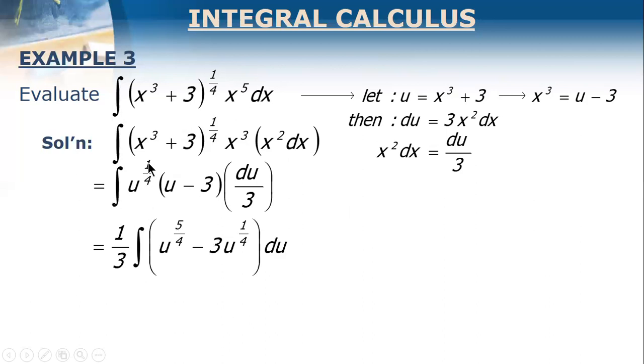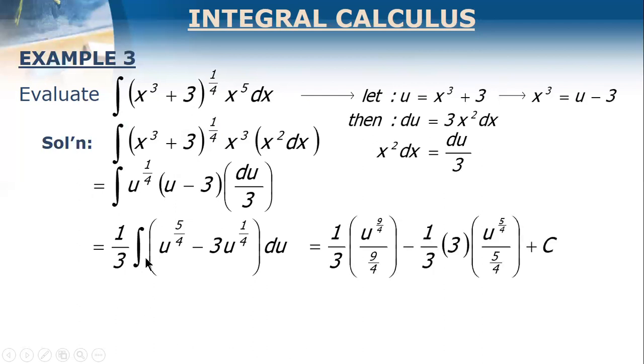Okay, so 1/3, and then u raised to 1/4 distributes: 1/4 plus 1 is 5 over 4. Then use the power rule. So 1/3 integral of u raised to 5 over 4 plus 1, that's 9 over 4, over 9 over 4, minus. Of course, you have 1/3 and then 3, and then 1/4 plus 1, that's 5 over 4, over 5 over 4.